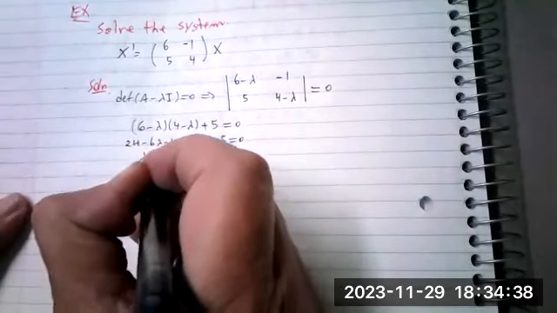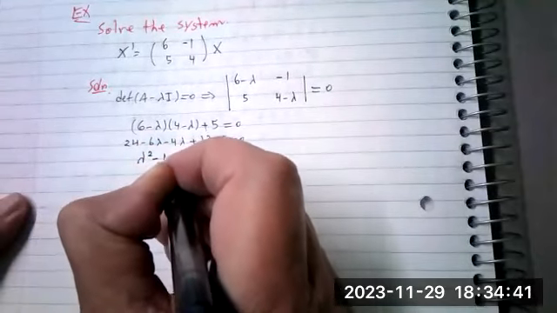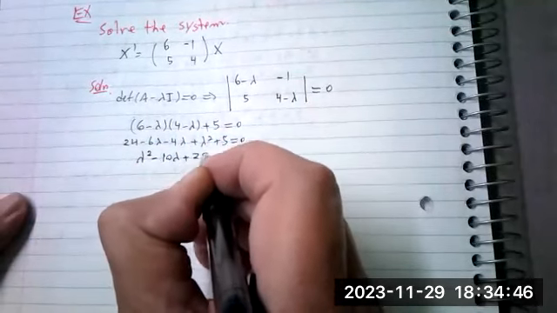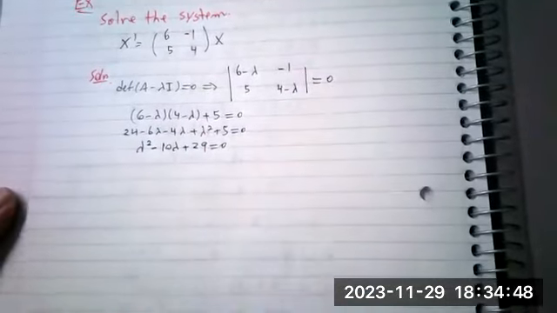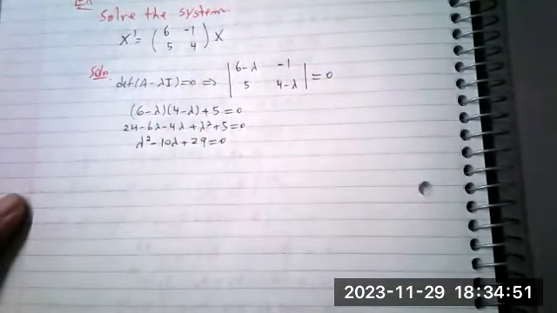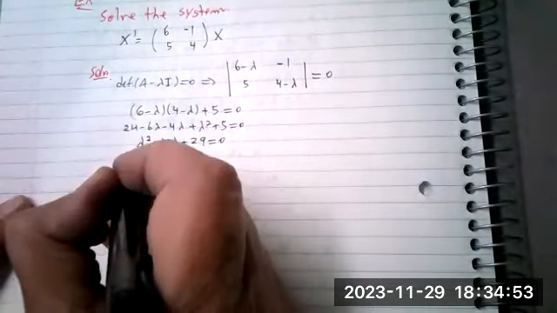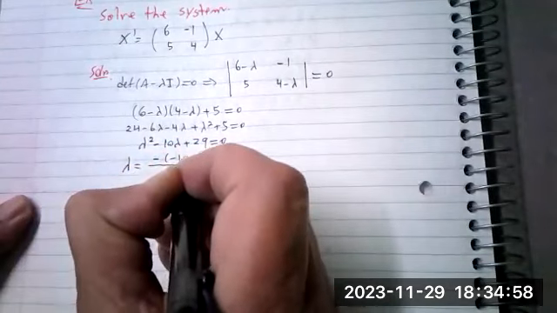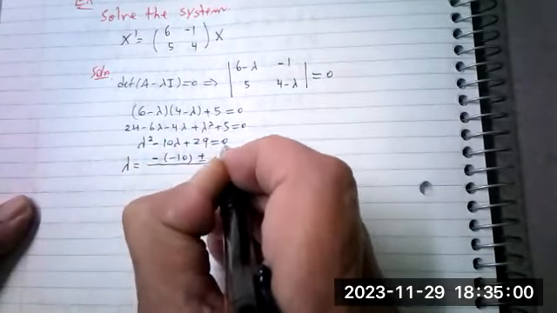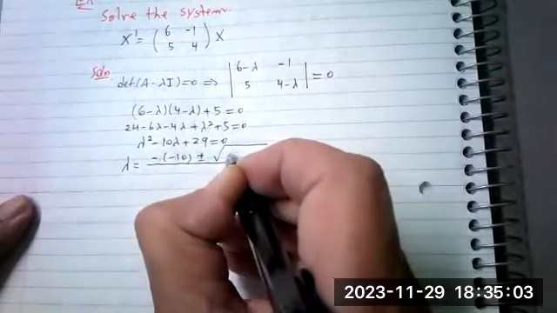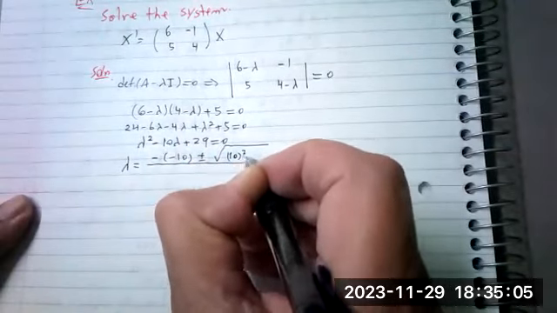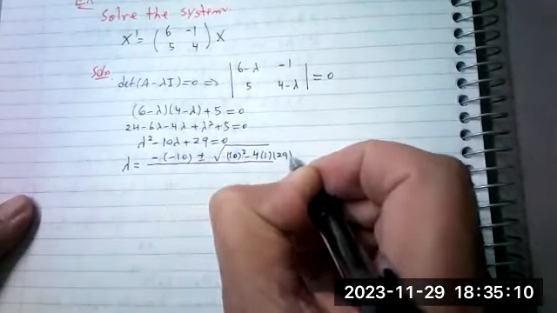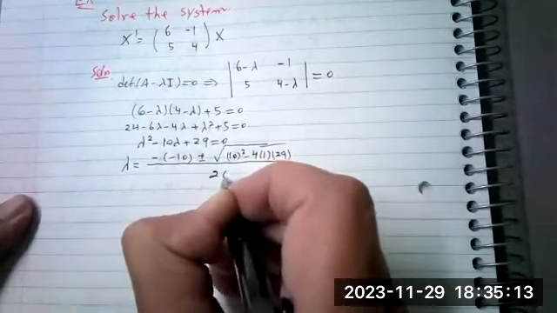Okay, so you end up with lambda squared minus 10 lambda plus 29 equal to 0. We cannot factor it, so we use the quadratic formula to solve it. That gives lambda equal to negative b, so -10 plus or minus the square root of 10 squared minus 4ac, 4 times 1 times 29, divided by 2a.